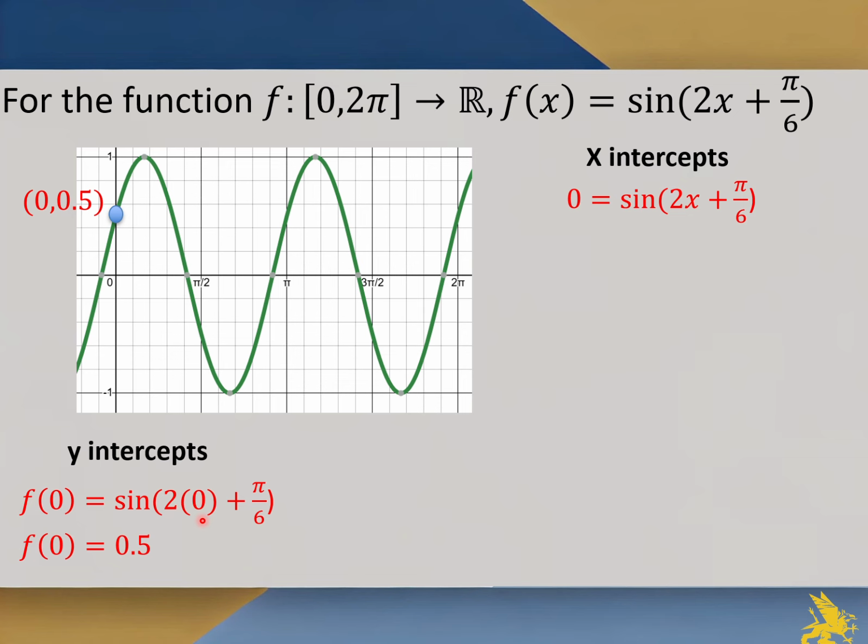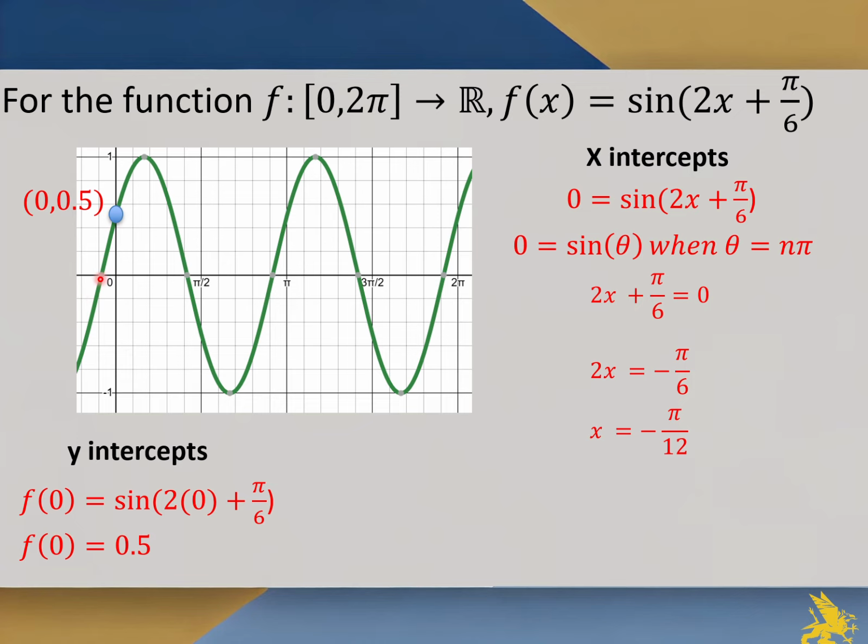If I'm thinking about sine equals 0, then that will give me 0 on our unit circle, or pi. Now here I've got 2x plus pi over 6 equals 0. I then need to get x by itself. So I will take that away and then I will divide by 2, and that will give me x is equal to negative pi over 12. So that's this point right here.